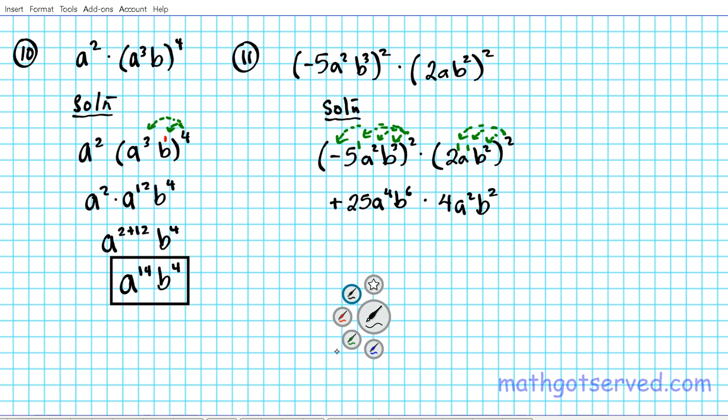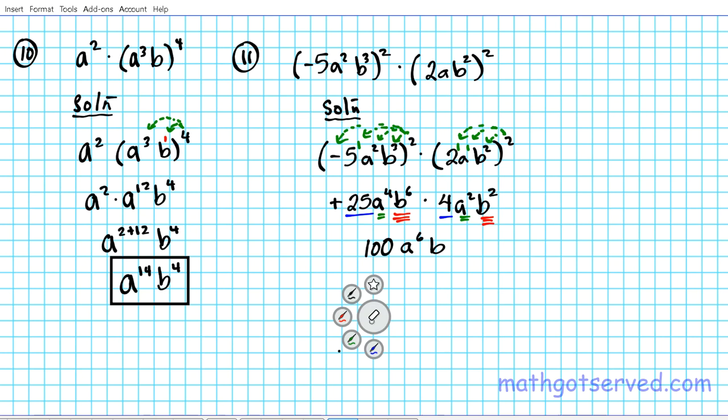All right, now we're going to combine like terms. We'll multiply 25 and 4. 25 times 4 is 100. And then we'll multiply a to the 4th and a to the 2nd power. You add the exponents, so that's a to the 6th. And then lastly, b to the 6th and b squared. You multiply them together, you have b raised, oh wait, I made a mistake here.